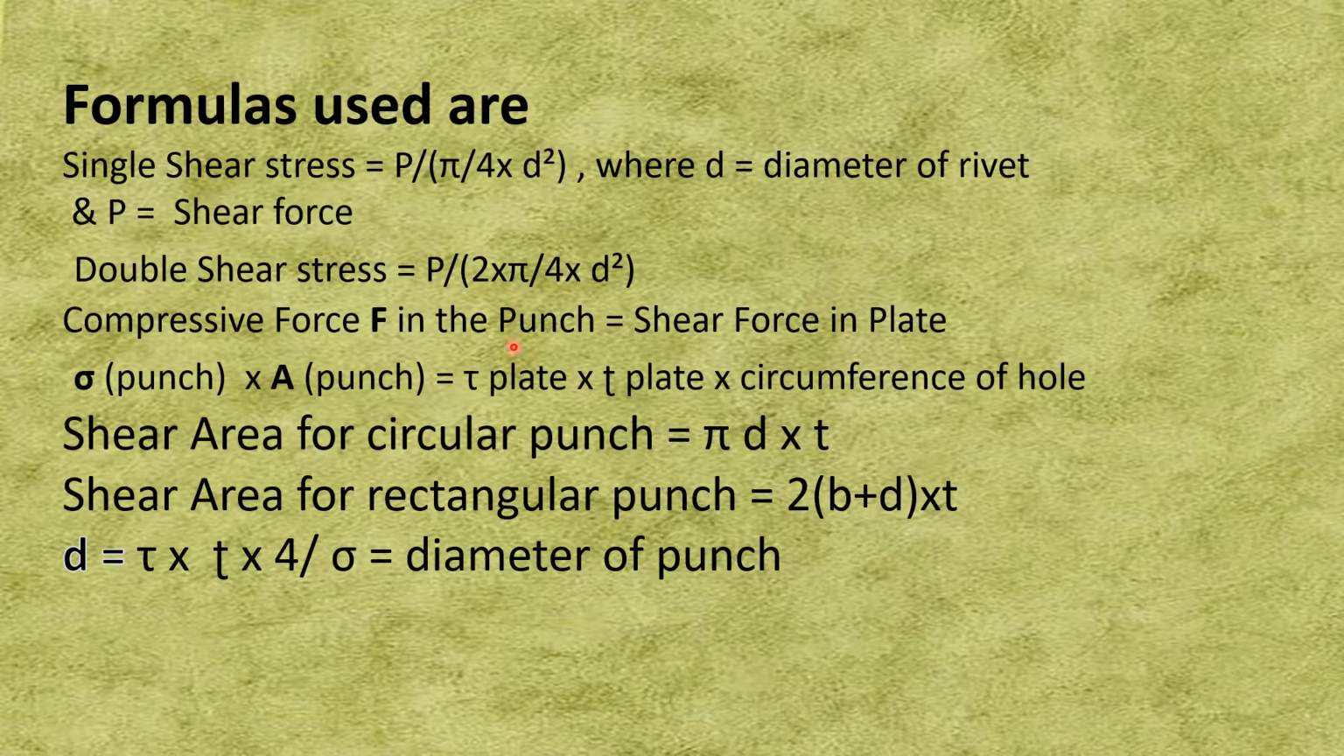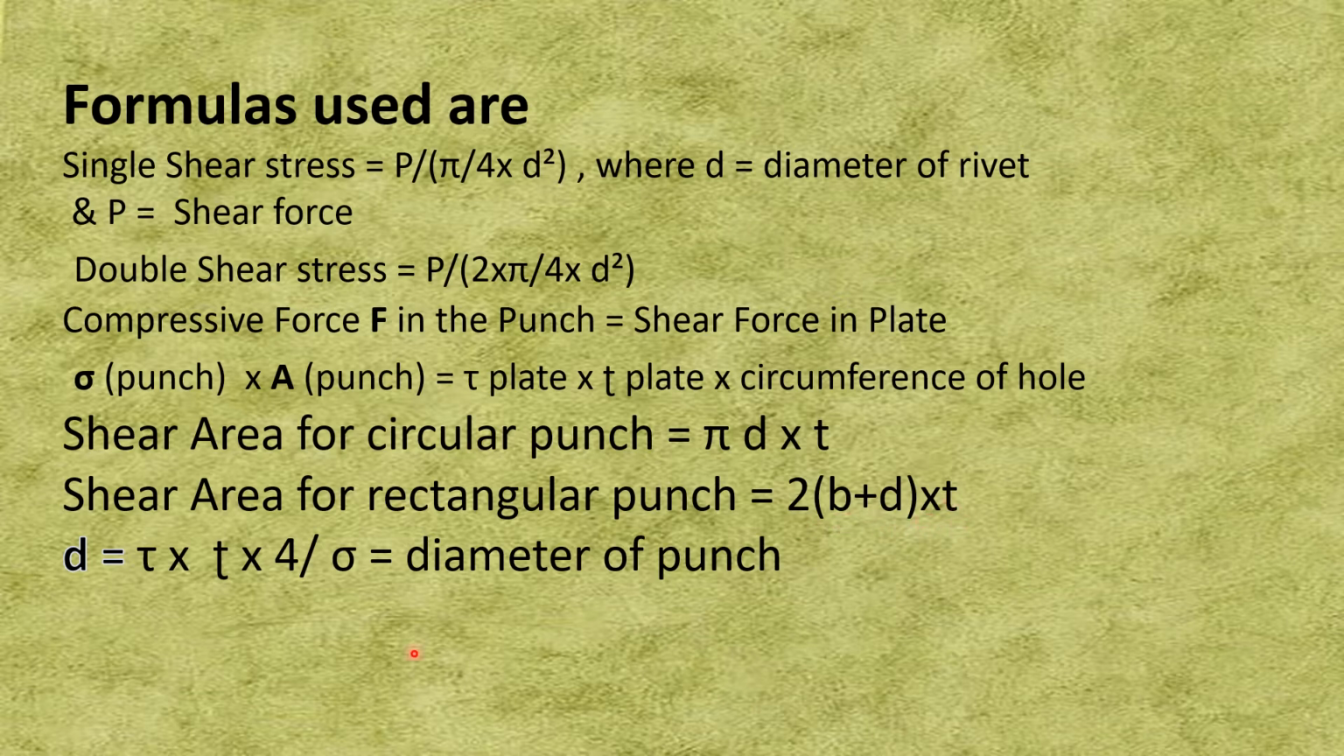Then compressive force F in the punch is equal to shear force in the plate. Compressive force F in the punch is equal to sigma of the punch into the cross-sectional area of the punch, and shear force in the plate is equal to shear stress of the plate into thickness of the plate into circumference of the hole. Shear area for a circular punch is equal to π d, which is the circumference of the hole, into thickness t. Shear area for a rectangular punch of size b by d will be 2 into (b plus d) into t.